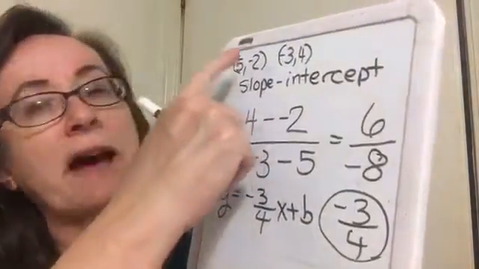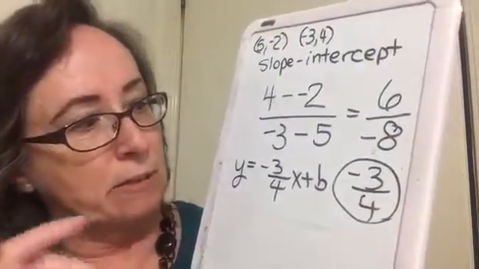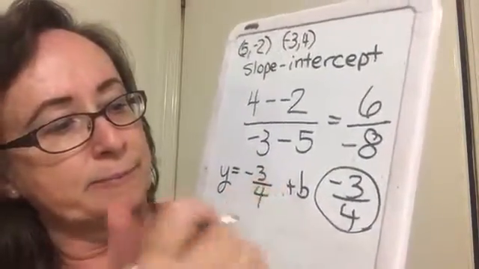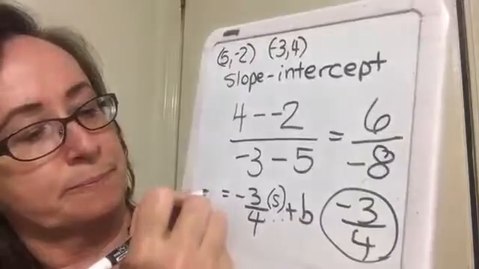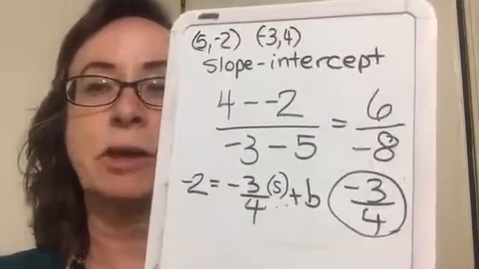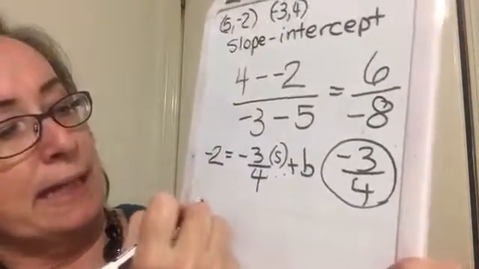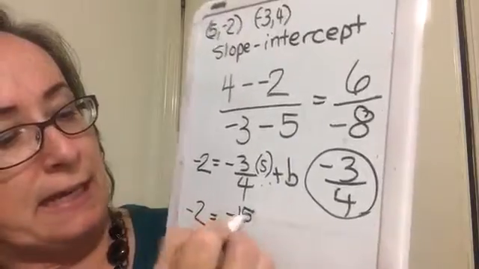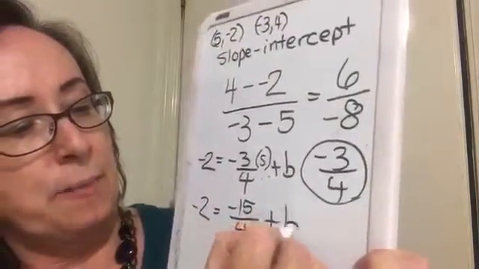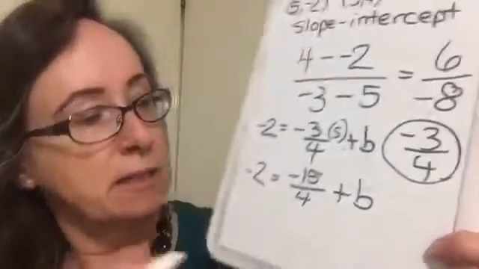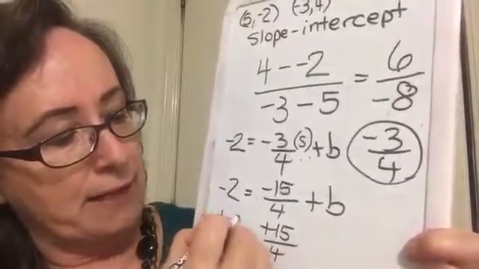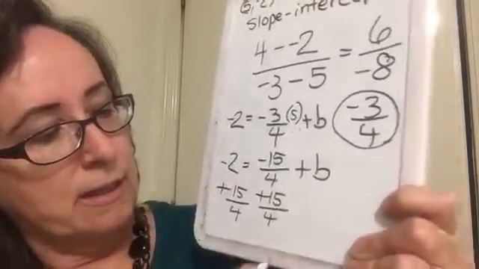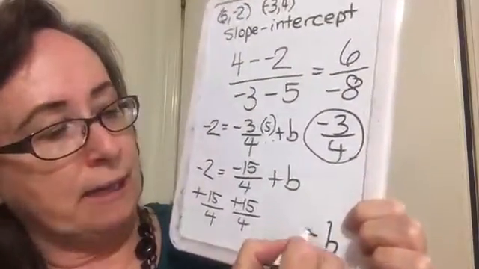Okay, so now I need to find out what the b is. So if I use 5, -2, either one of the points will do. I'm going to plug in a 5 here. I'm going to plug in the -2 here, where the y is. So I plug in the x for the x and the y for the y. So now I've got -2 is -15/4 plus b. But I just want b.